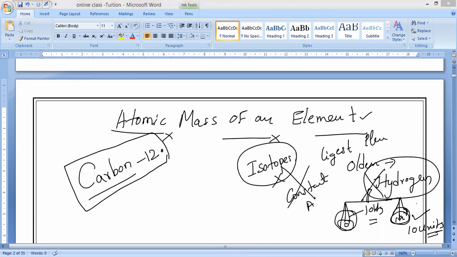Sir, what is the actual mass of the atoms? Are atoms very, very small in size or very, very big in size? Very, very small in size. Correct or not? For example, they can be observed only with an electron microscope.